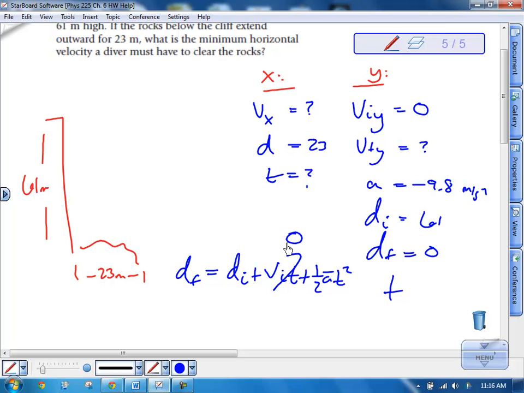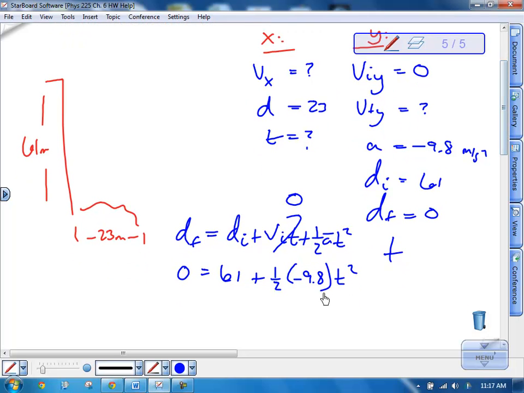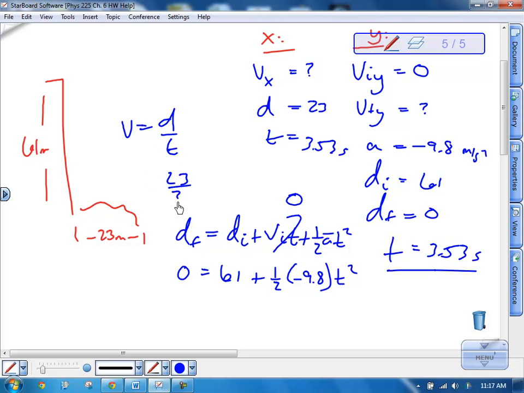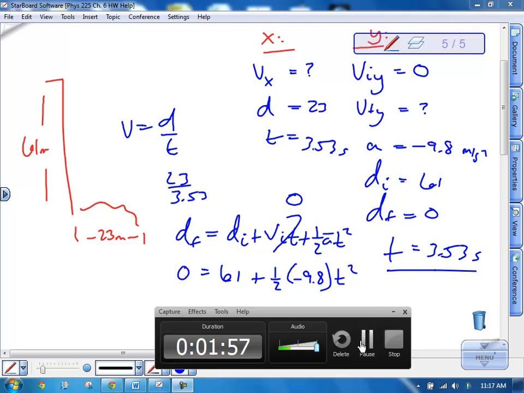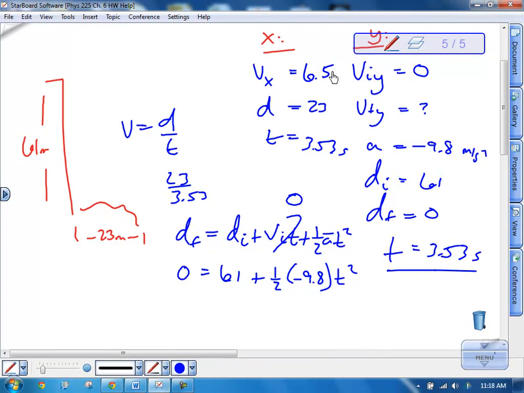Initial velocity is 0. Initial distance is 61. Final distance is 0. So just plug in for what you have here. Negative 9.8 times time squared. So you're going to solve this equation right here for time. And when you do that, you get about 3.53 seconds. The nice thing is that's the same for the horizontal, 3.53 seconds. So I can then just use our simple velocity equals distance over time now to find the velocity. It's 23 divided by the 3.53 seconds, and that gives me about 6.5 meters per second in the X direction is what you have to clear these rocks.